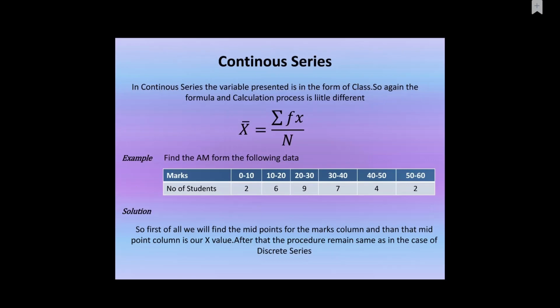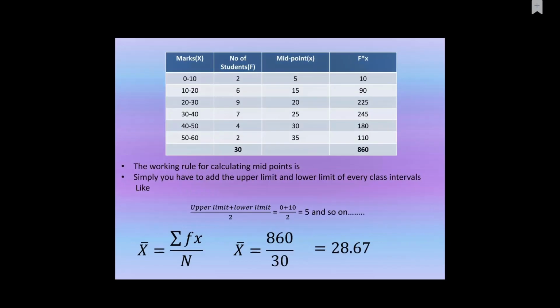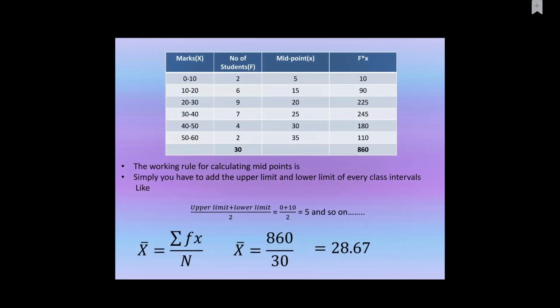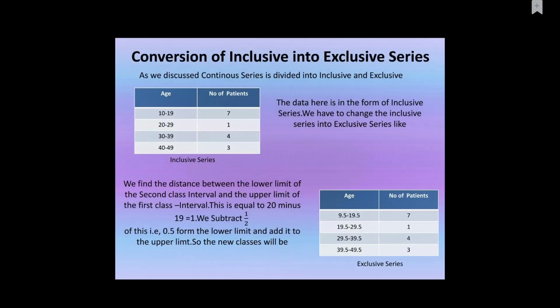After getting the midpoints, the series will be like a discrete series. Then we can apply the formula. First of all we find the midpoints, given as x: 5, 15, 25, 35 and so on. The frequency is already given here. Then we find fx, and x bar equals sigma fx by n, which gives 28.67 as the answer here.